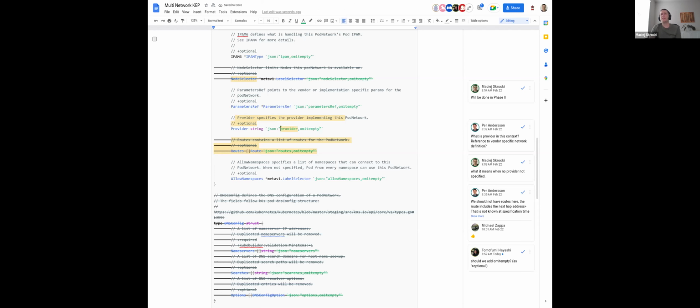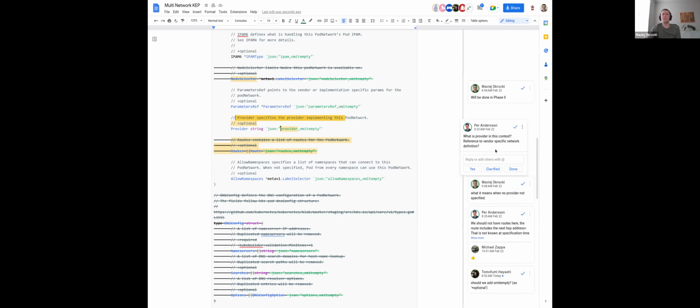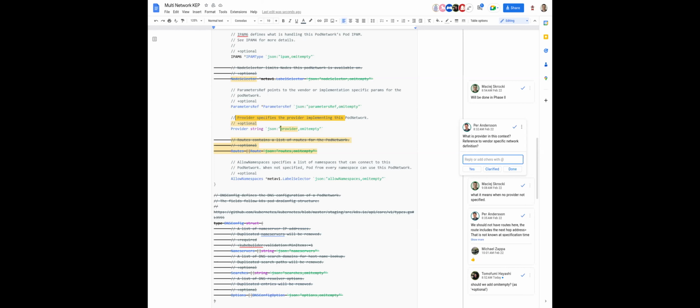Any other questions on the provider? Cap, you had a question. I think last meeting someone had a concern that someone can abuse this and reuse it as an indicator of, for example, oh, I want to use MacVLAN here. That's my provider. And then they will consider not the vendor, but just the implementation as a provider, right? So this field can be abused.